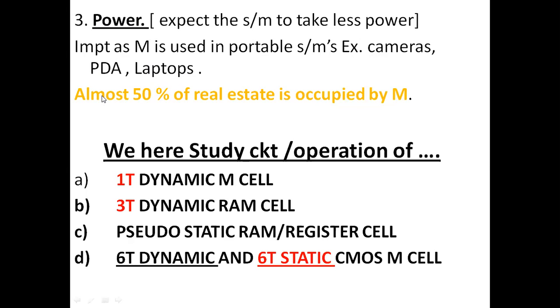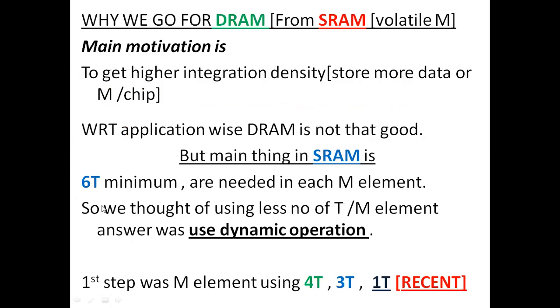Almost 50% of the real estate is occupied by the memory. As you can see, in the whole available silicon area, almost 50% of the space on the substrate will be occupied by the memory itself. By this you can understand the importance of memory in the design of any computer-based or electronic system. Now let me come to the actual syllabus. Here we study the circuit and operation of the one-transistor dynamic memory cell, and so on. Let me start with this.